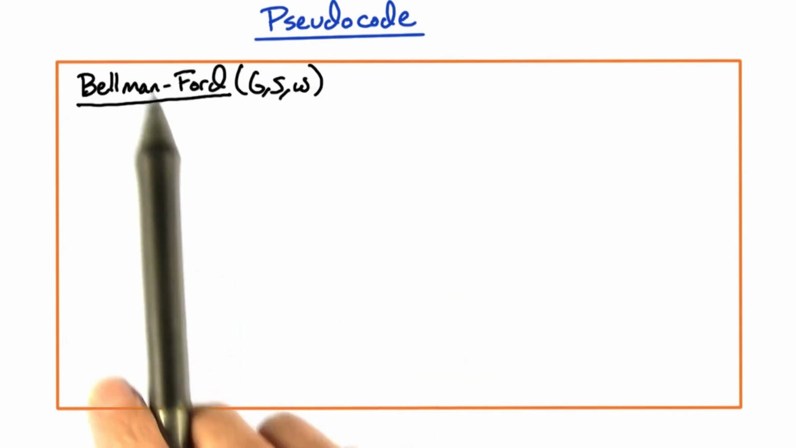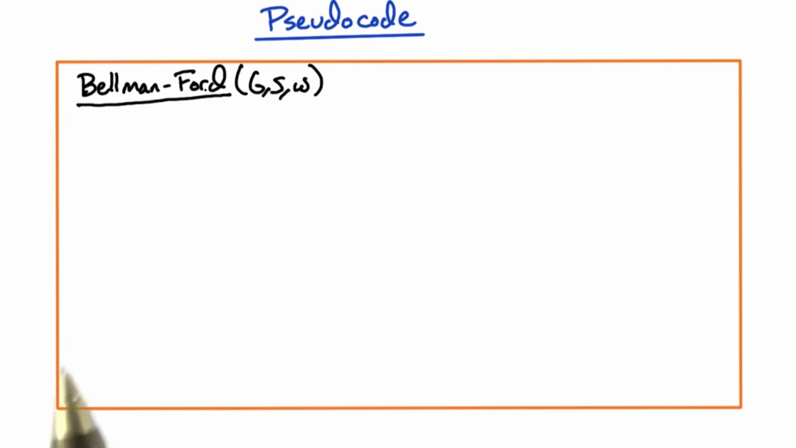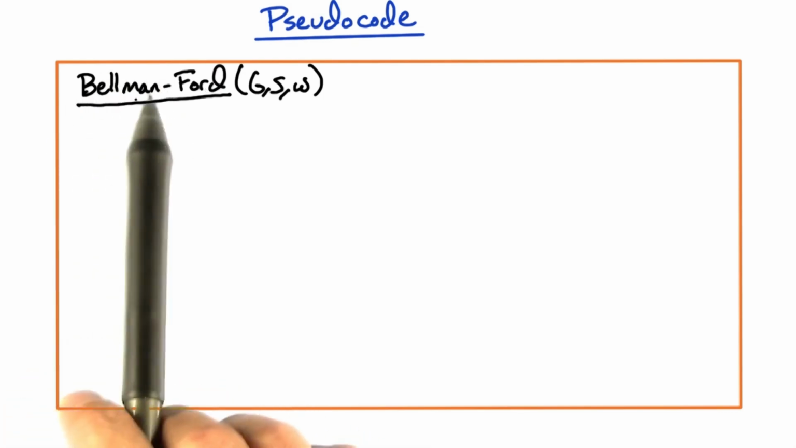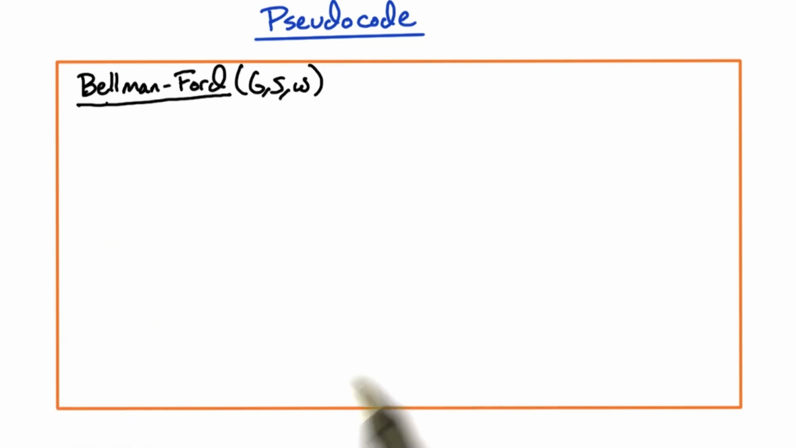This algorithm goes back to the 50s. It was devised by Richard Bellman and Lester Ford. Now, one interesting note is Richard Bellman, who devised this algorithm, is actually the one who developed the dynamic programming approach in the 1940s, long before there was any programming on personal computers or anything like that.